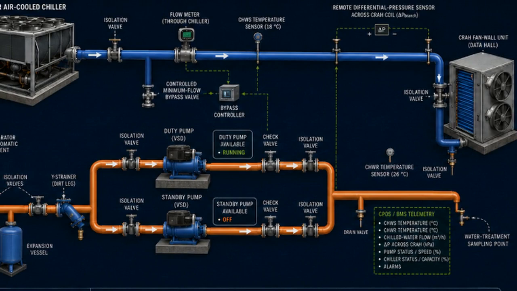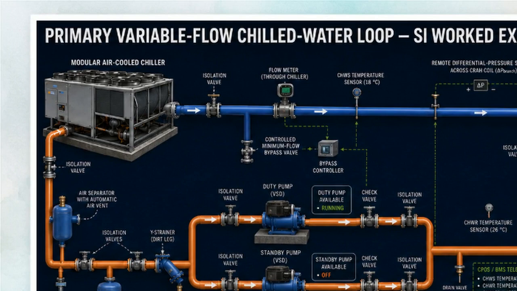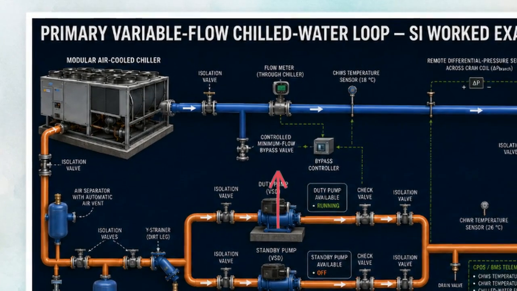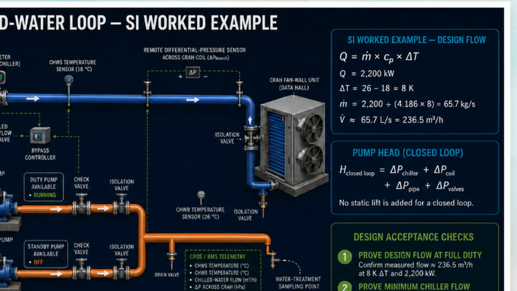During low load scenarios, the chillers require a guaranteed baseline of water volume to prevent freezing and mechanical damage. The flow meter communicates with a bypass controller, which automatically modulates the minimum flow bypass valve to maintain this minimum requirement. Simultaneously, a remote differential pressure sensor located across the furthest CRAH coil dictates the speed of the variable speed pumps. If this sensor detects a pressure drop that cannot be recovered by the duty pump, it automatically triggers the standby pump to start.